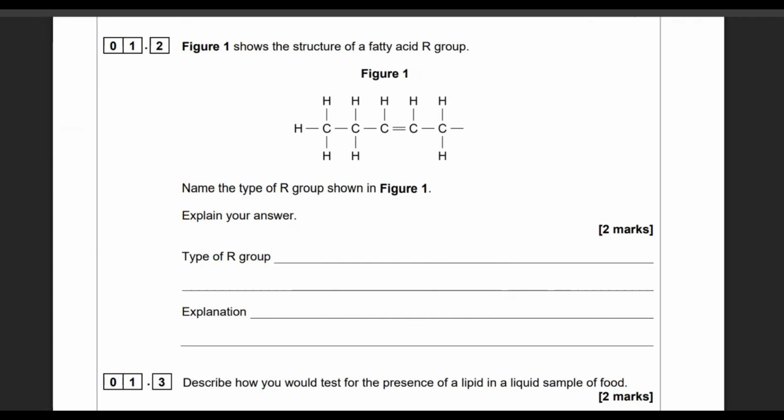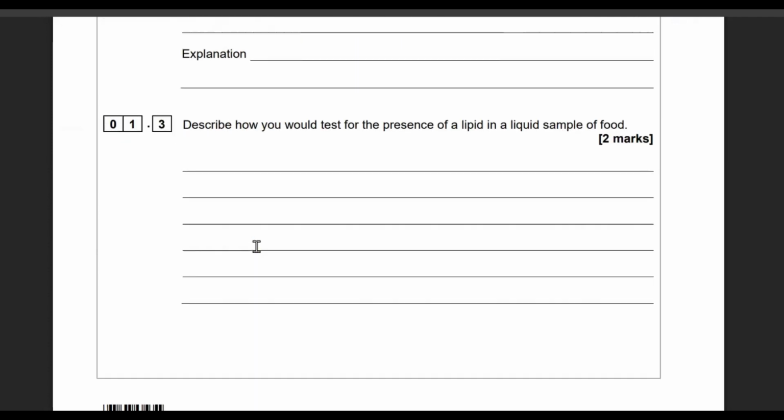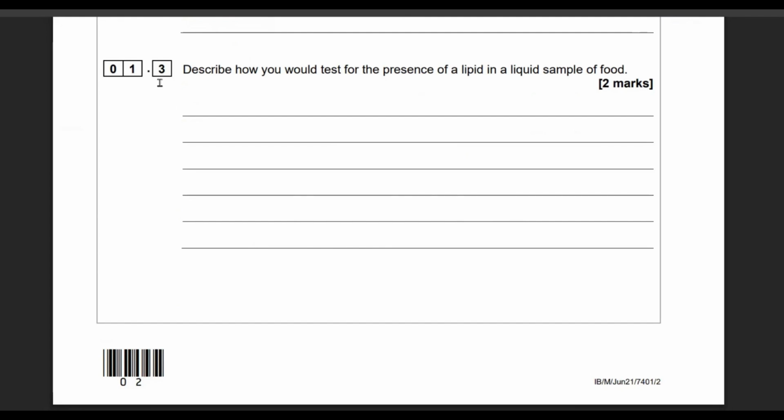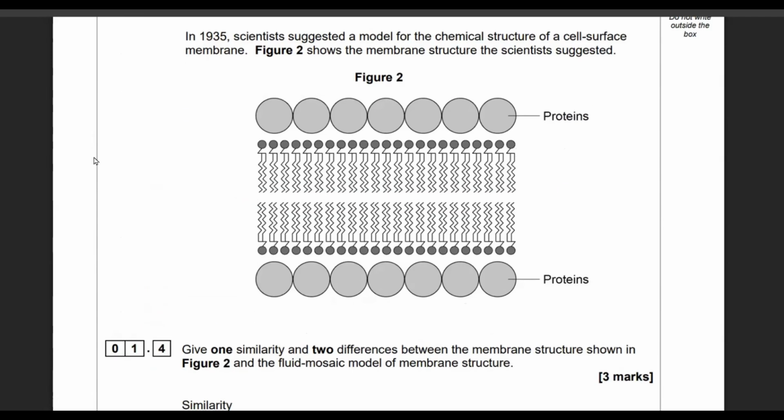Right, we're going to move on to question 1.3. Describe how you would test for the presence of a lipid in a liquid sample of food. So what they're saying is the food has already been blended up, and how would you actually test that blended sample to see if there were any lipids in it? Well, you would shake with ethanol, and then you pour immediately into cold water, and what you see is a milky white emulsion. Basically, you pour your sample into a test tube of cold water, you get a milky white color towards the top of the tube, and that's called a milky emulsion. And this is known as the emulsion test.